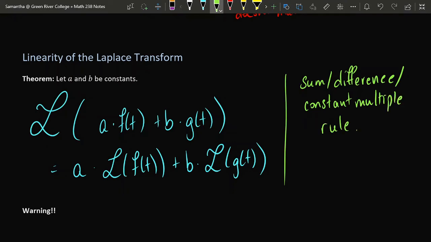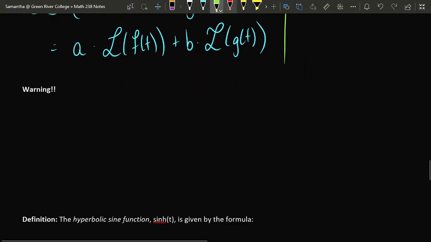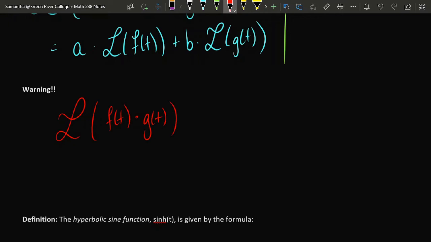But again, as with most things in calculus, the Laplace transform does not get along very well with products or quotients. The Laplace transform of a product of two functions is absolutely not the same thing as the Laplace transform of the two individual functions multiplied together. Same thing with quotients.